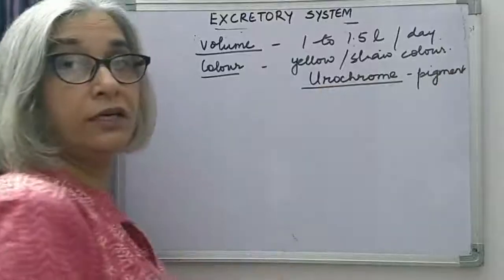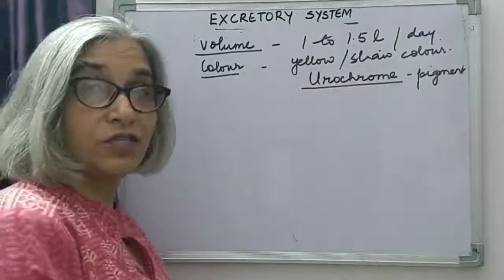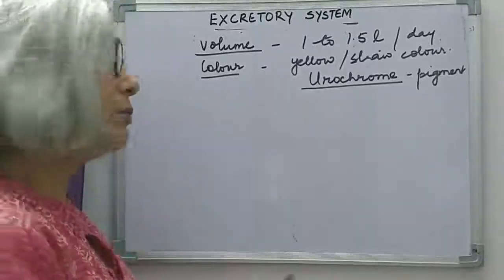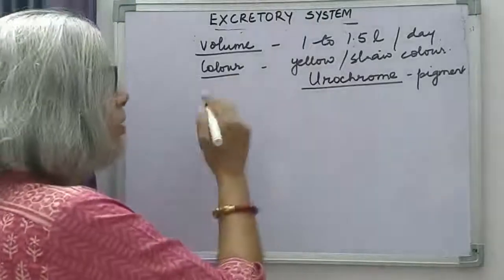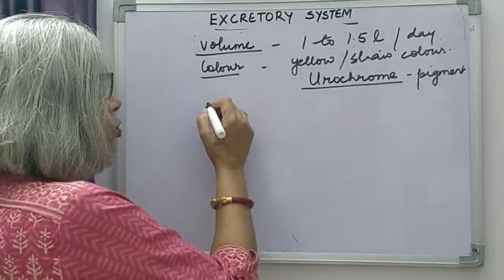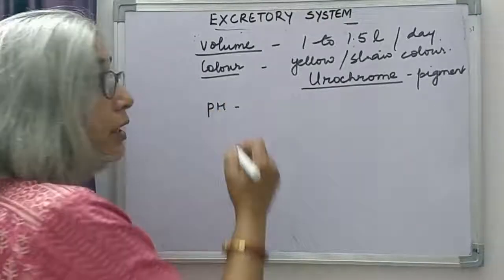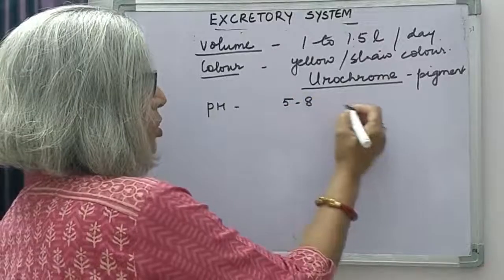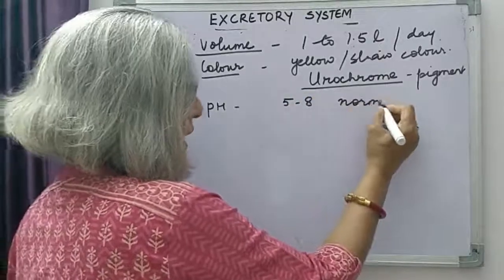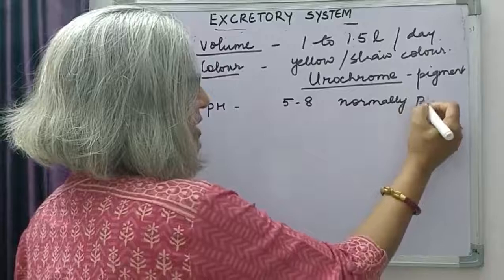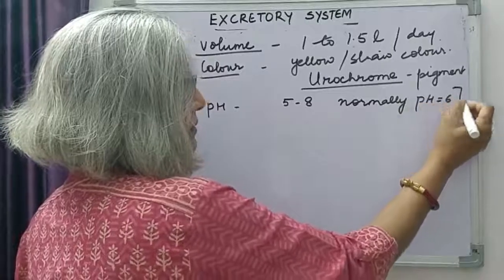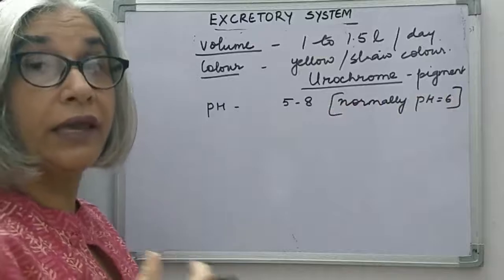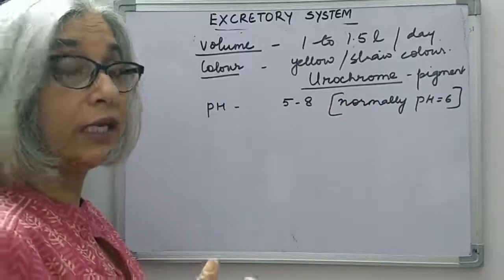Point to be noted here. This is a commonly asked question in the boards. Urochrome is the name of the pigment present in the urine which gives color to it. Then coming to the pH of the urine. The range of pH is from 5 to 8. Normally it is acidic and pH is 6.